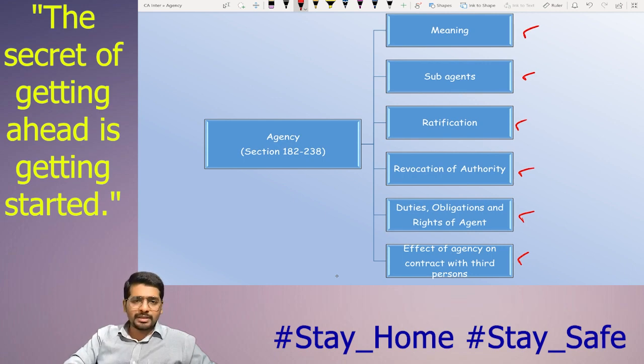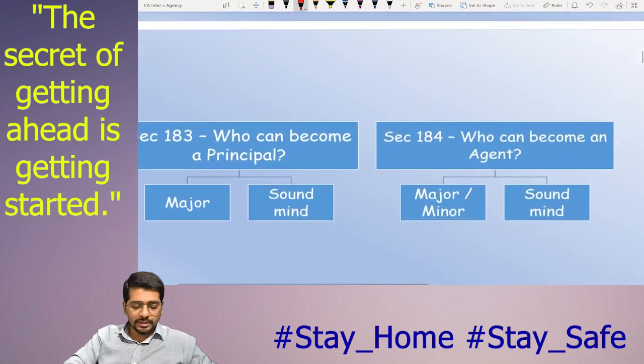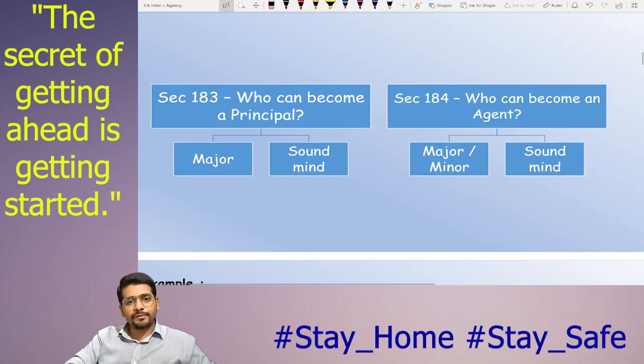You don't have to remember this. You don't have to learn this by heart. This is only for seeing or summarizing what you have to study in this chapter. Let's start with the basic part first.